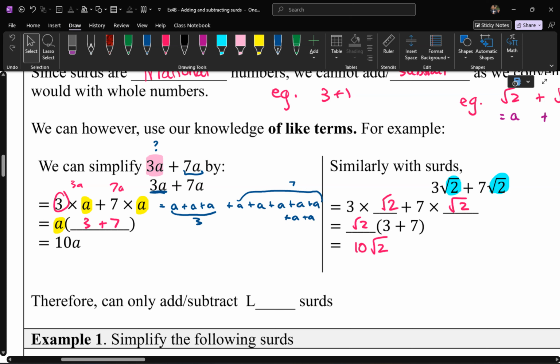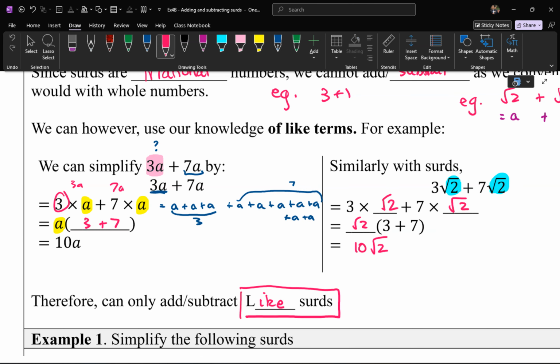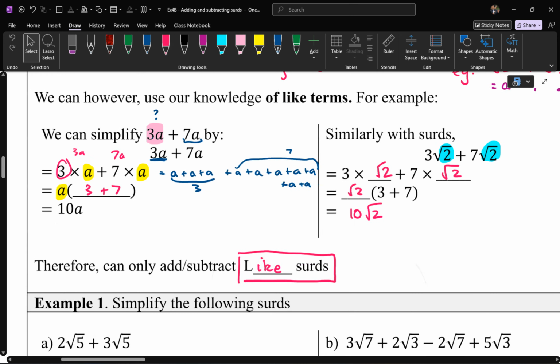Therefore, you can only add or subtract like surds. That is the key understanding of exercise 4B. Let's do an example just so that you can get a feeling of this, okay? So let's have a look.